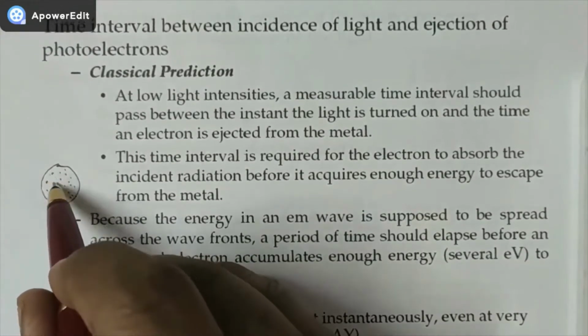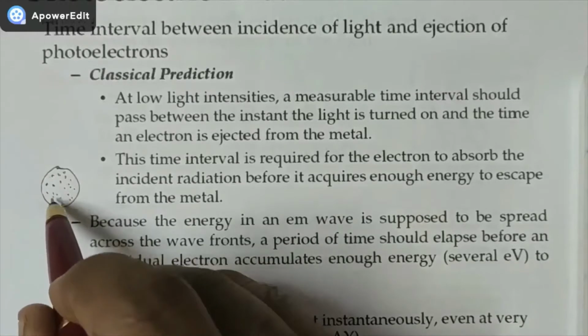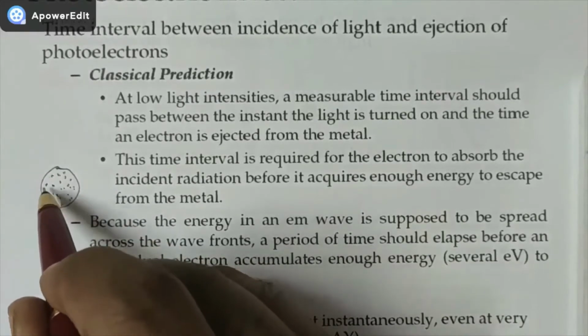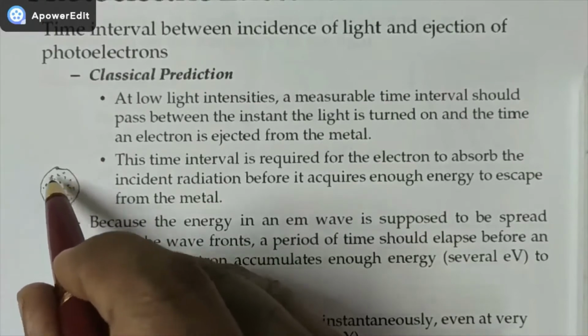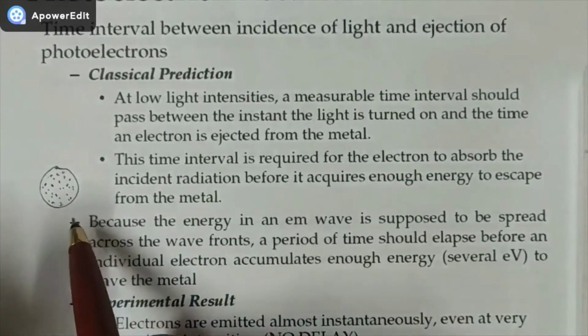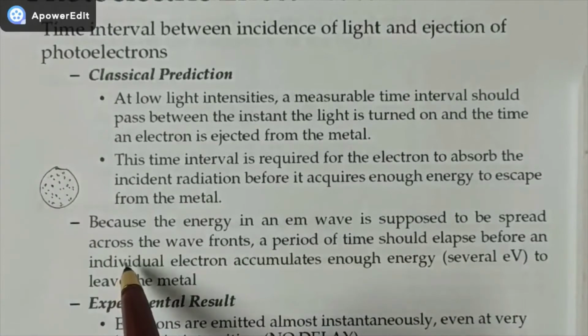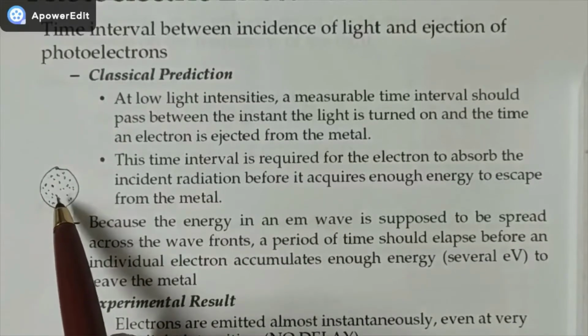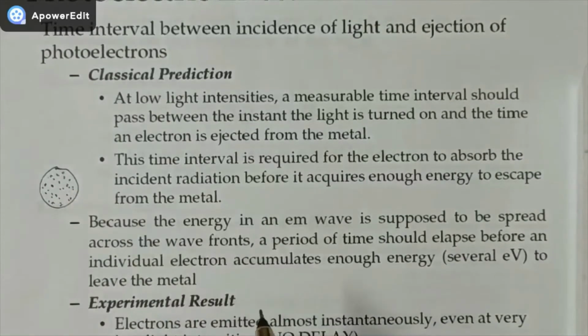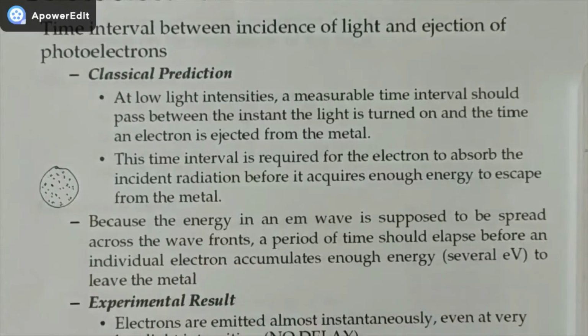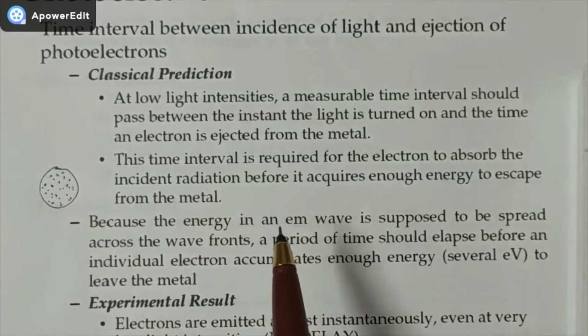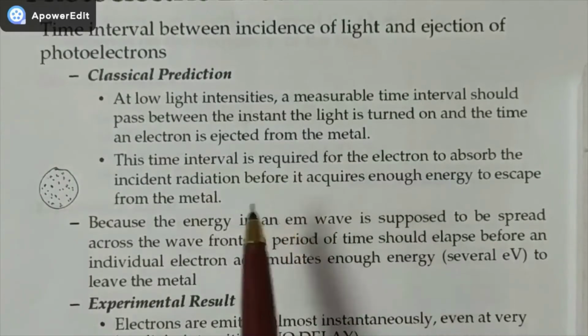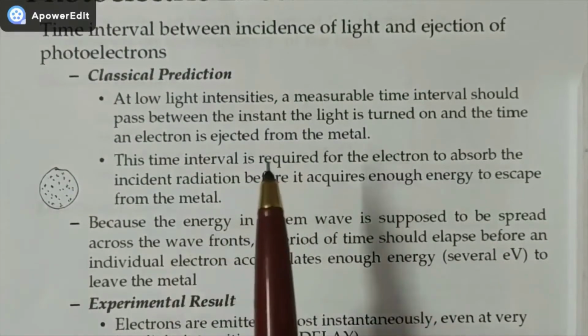And this, if you say that your wave has certain energy, the energy is distributed equally on the wave front. So if this wave is falling on the metallic surface, then the electron must get some time to absorb this energy, and if this energy is more than the binding energy, then only that electron can come out from the metallic surface. So there must be a time interval between the light falling on the metallic surface and the ejection of the electron.